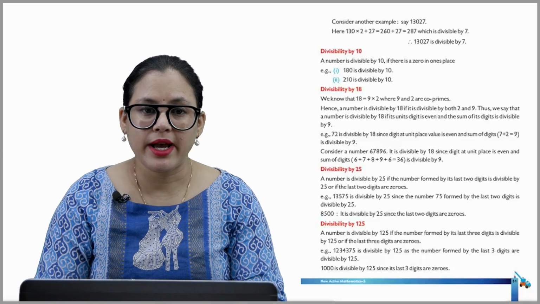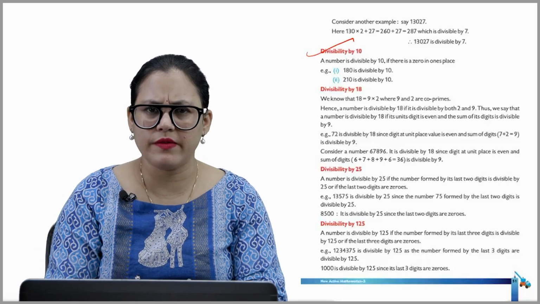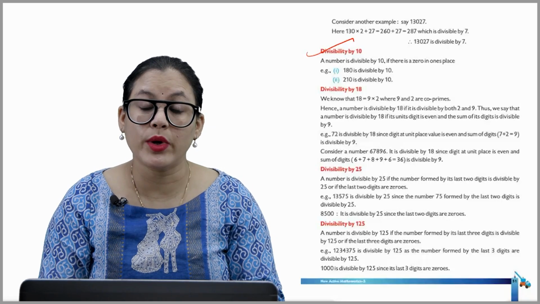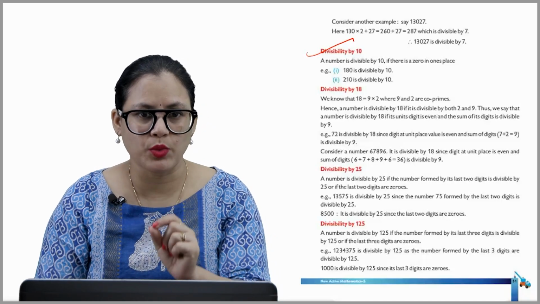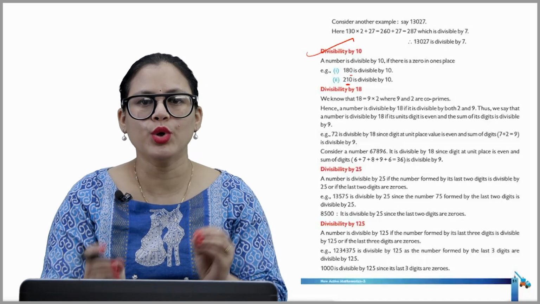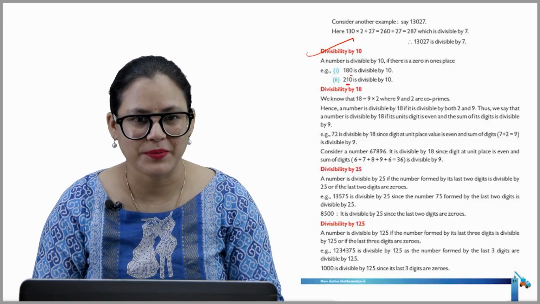Now, divisibility by 10. This is very simple, very easy. A number is divisible by 10 if there is 0 in ones place, but 0 should be at ones place, okay? 0 is at ones place, so both these numbers are divisible by 10.